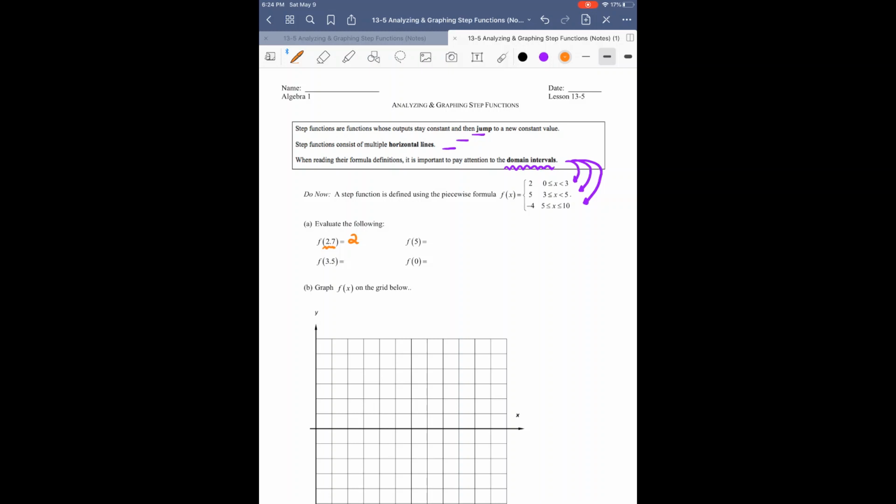Okay, so let's try the next one. We're going to check where the function is when x is 5. So I want to see where my domain is for 5. I want to be really careful here because if you notice, we have a 5 here and a 5 here. I need to be really careful to see which of those domains includes 5. So the bottom output includes 5 because we have the or equal to sign. It's 5 less than or equal to. So since 5 falls within this domain, our output will be -4.